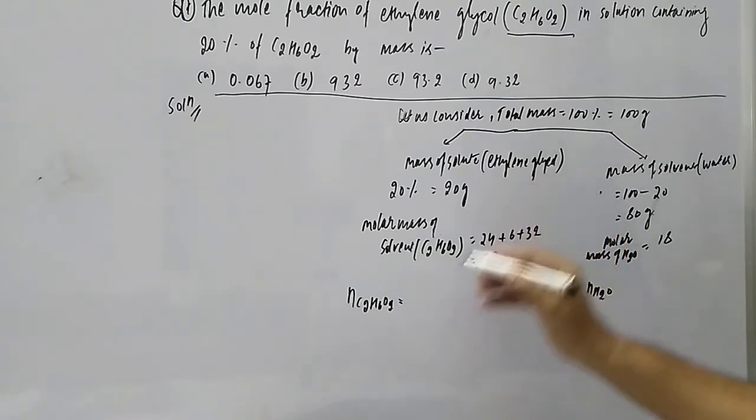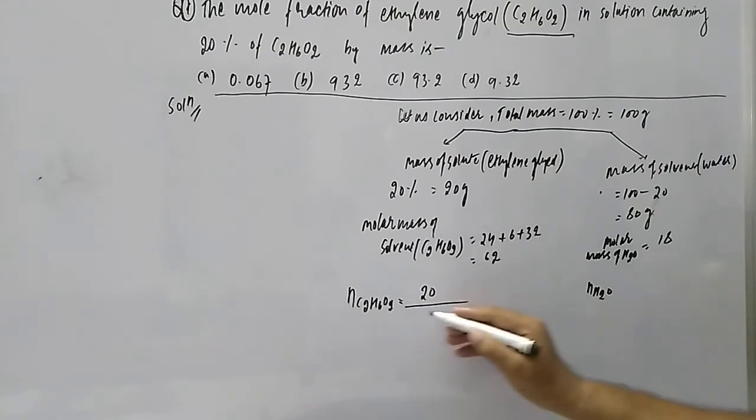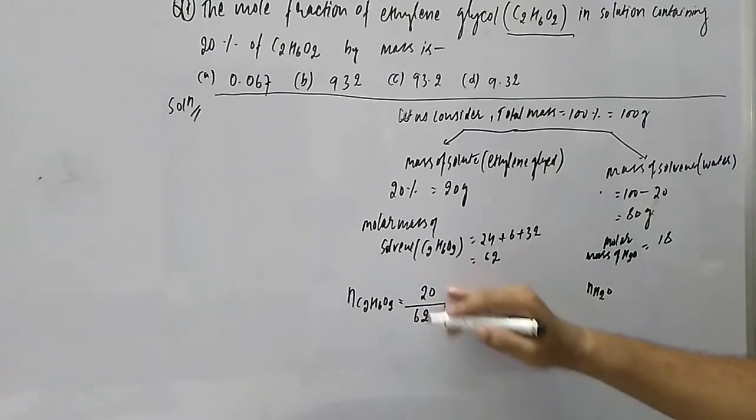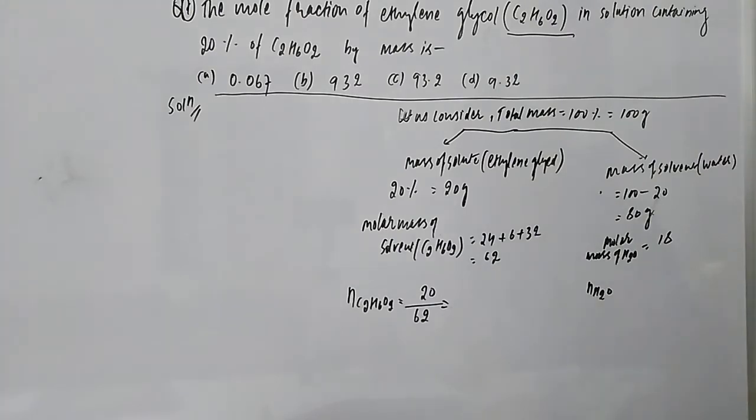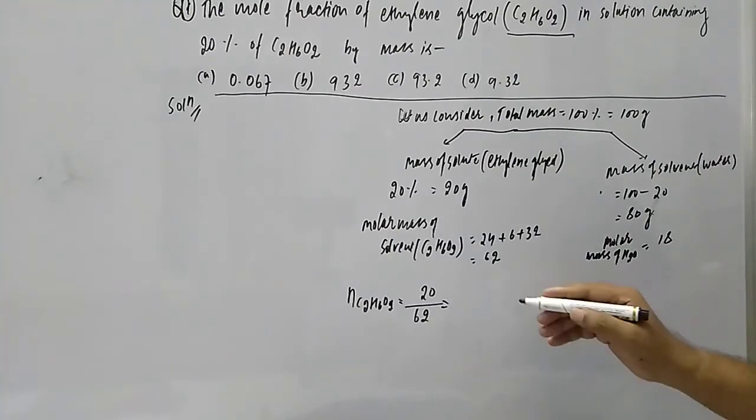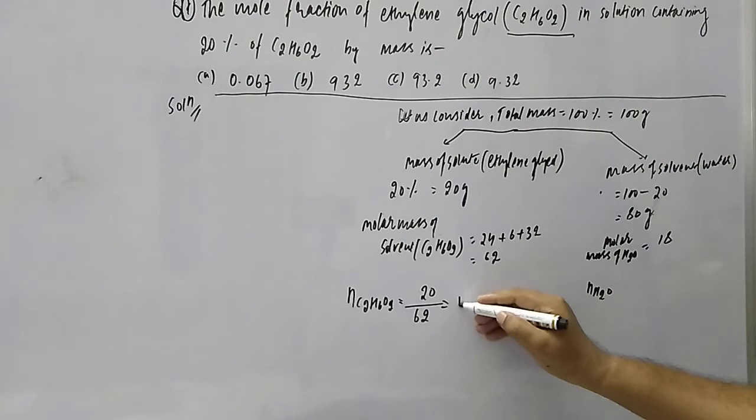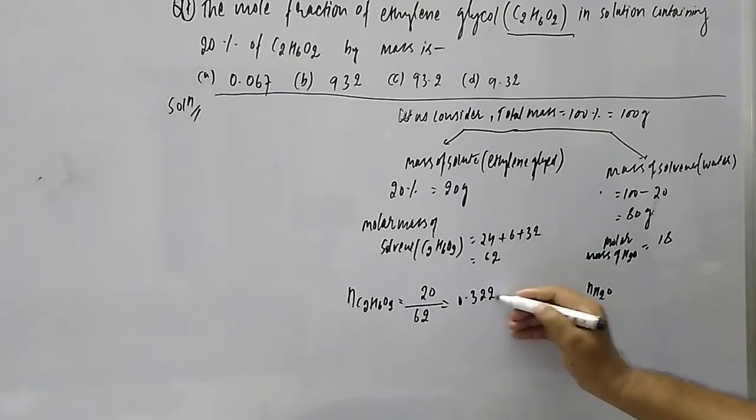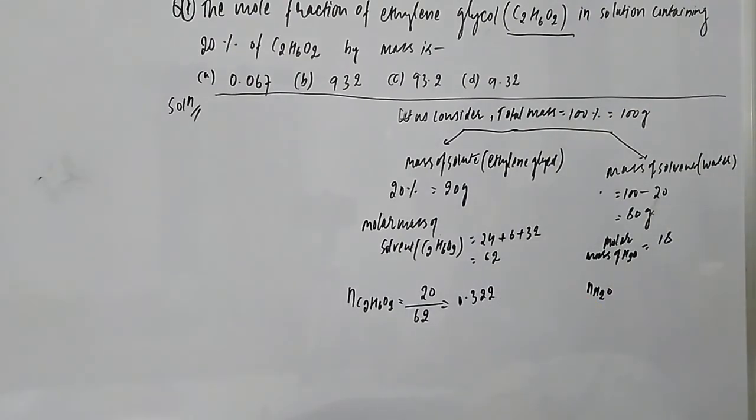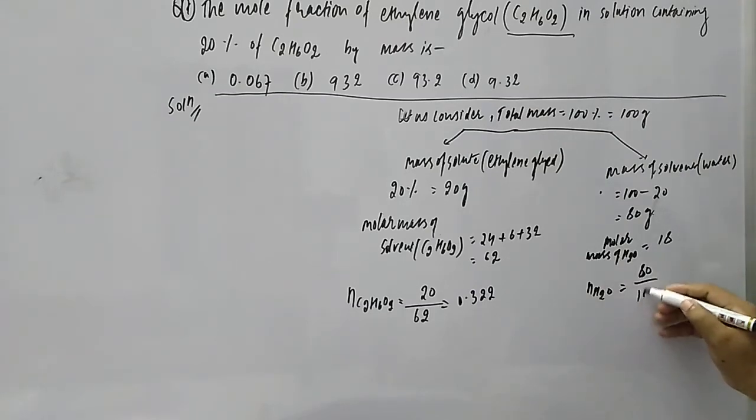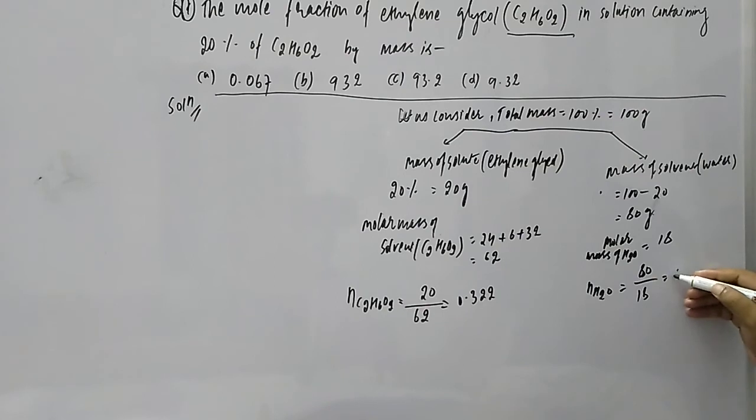The given mass is 20 gram and the molar mass is 62. If you divide this, it is coming 0.322. And for the other one, the given mass is 80 divided by 18. So how much is coming, student? It is coming 4.44. Okay.